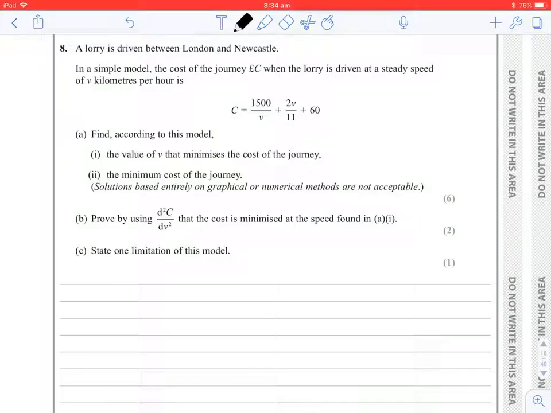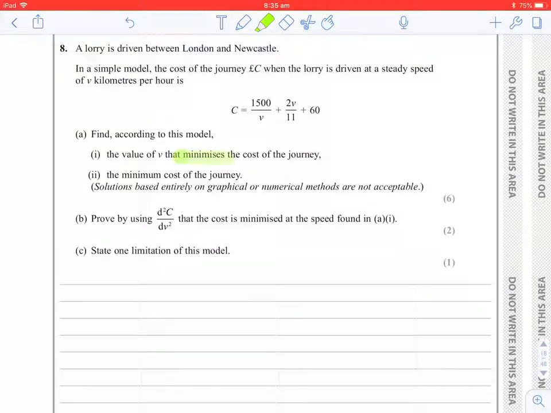The 2018 AS Maths paper, question 8. A lorry is driven between London and Newcastle. In a simple model, the cost of the journey, C pounds, when the lorry is driven at a steady speed of V kilometres per hour is C equals 1500 over V plus 2V over 11 plus 60. Find, according to this model, the value of V that minimises the cost of this journey.